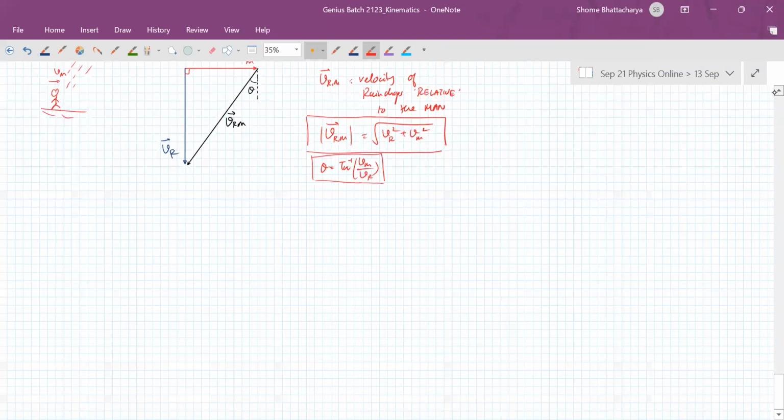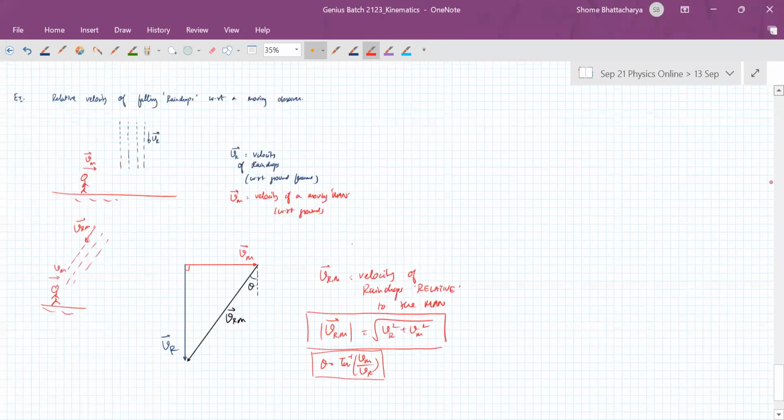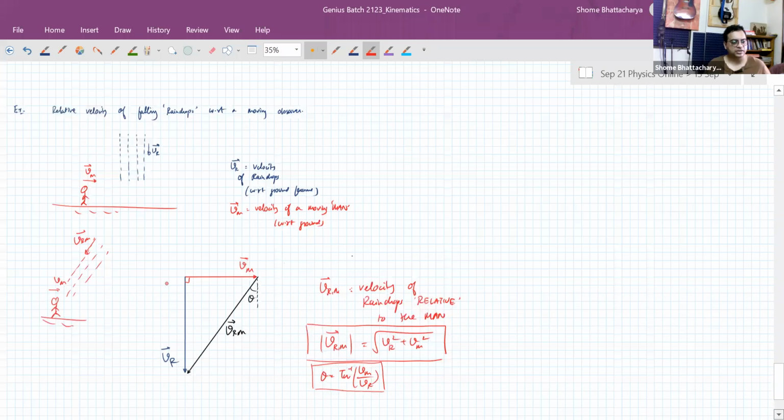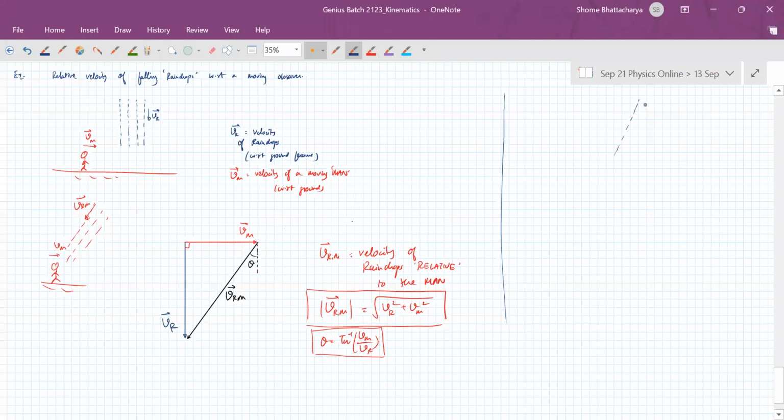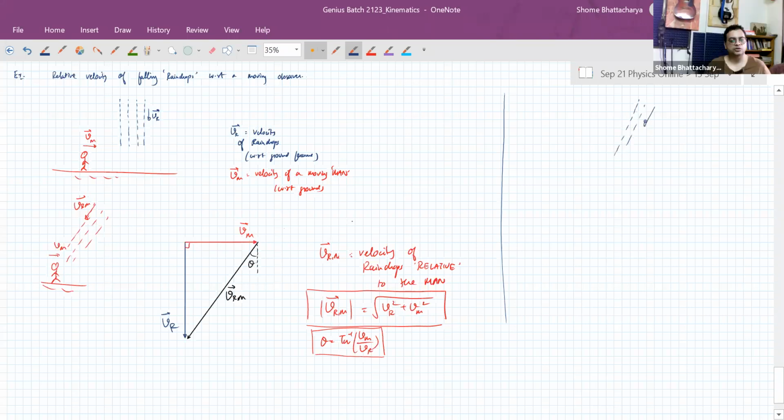So if the rain initially is also in a slanting manner, then we'll have to recalculate this formula, because they will not be perpendicular vectors, but the concept will be the same. So suppose the rain is itself falling, let's say like this. So this is the velocity vector of the rain, and the person is, let's say, moving like this. So then we just have to use vector algebra to again calculate the difference of these two vectors.